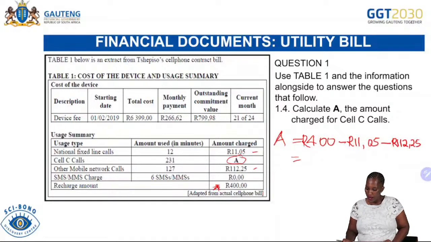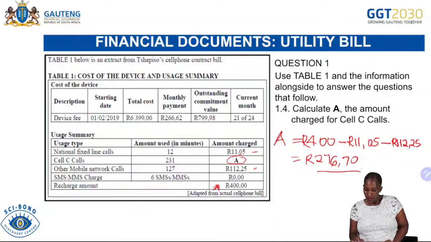0. Now we go to our calculator. Now as we go to our calculator, don't forget, this is very important. Now let's punch. We say 400 rand. We subtract the 11 rand 5 cents, and then we also subtract the 112 rand 25. How much are we left with? It means the value of A for the cell C, it will be 276 rand 70. Can you see how simple it is, boys and girls?